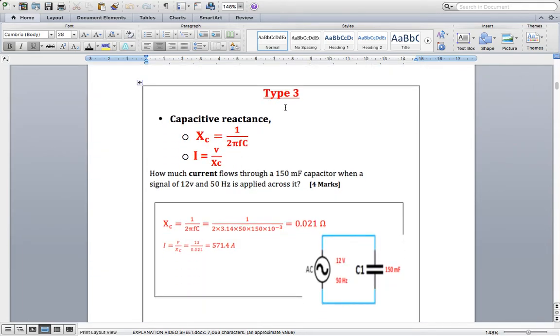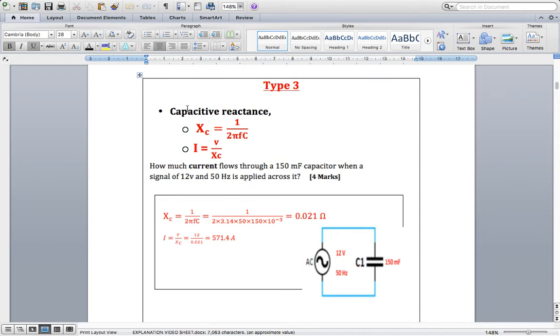Now type 3 question. This is the question which is related to capacitive reactance. Okay, it is similar to resistance. You know, you studied Ohm's law, which has current, voltage, and resistance, right? That resistance is when we are using a resistor in the circuit. If you are using a capacitor instead of a resistor, we call that resistance value capacitive reactance.